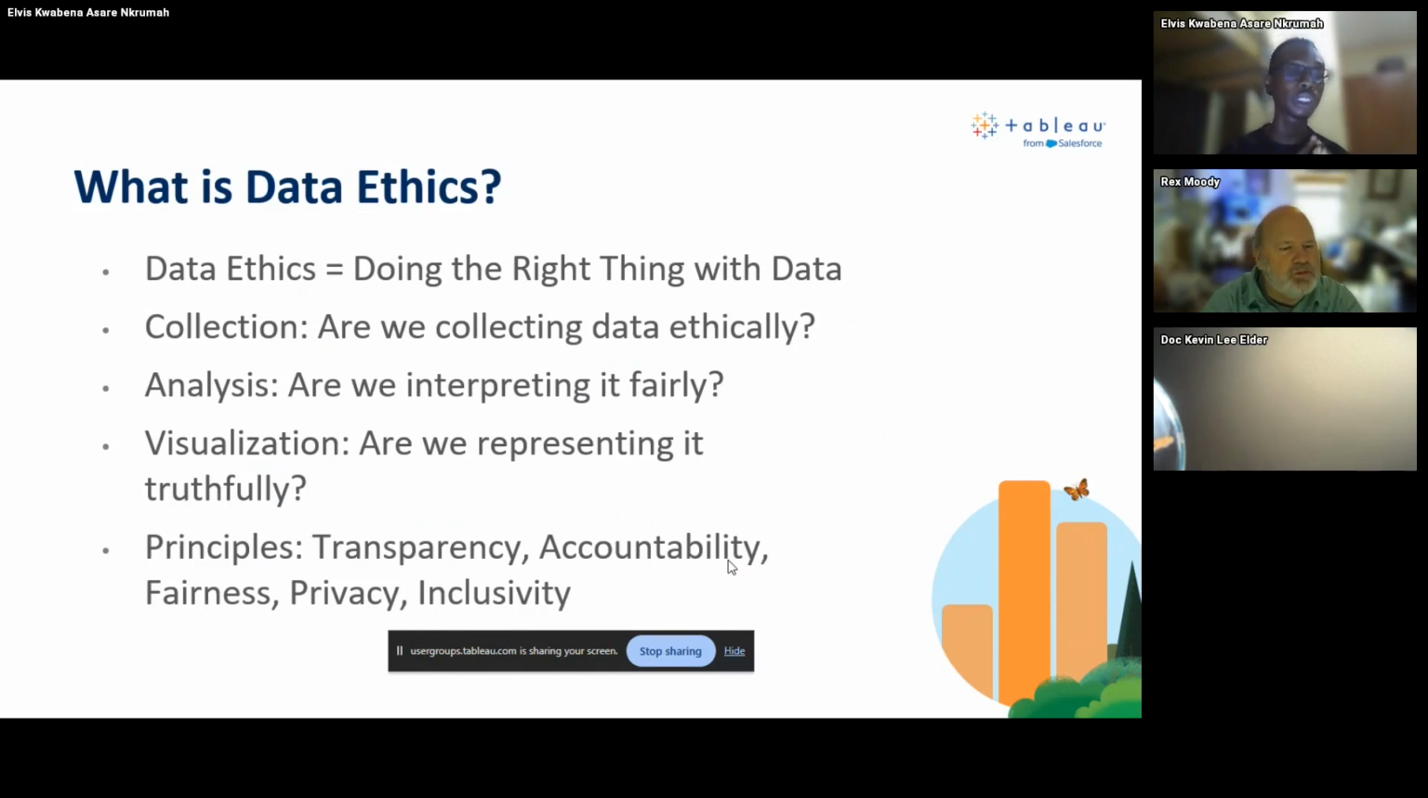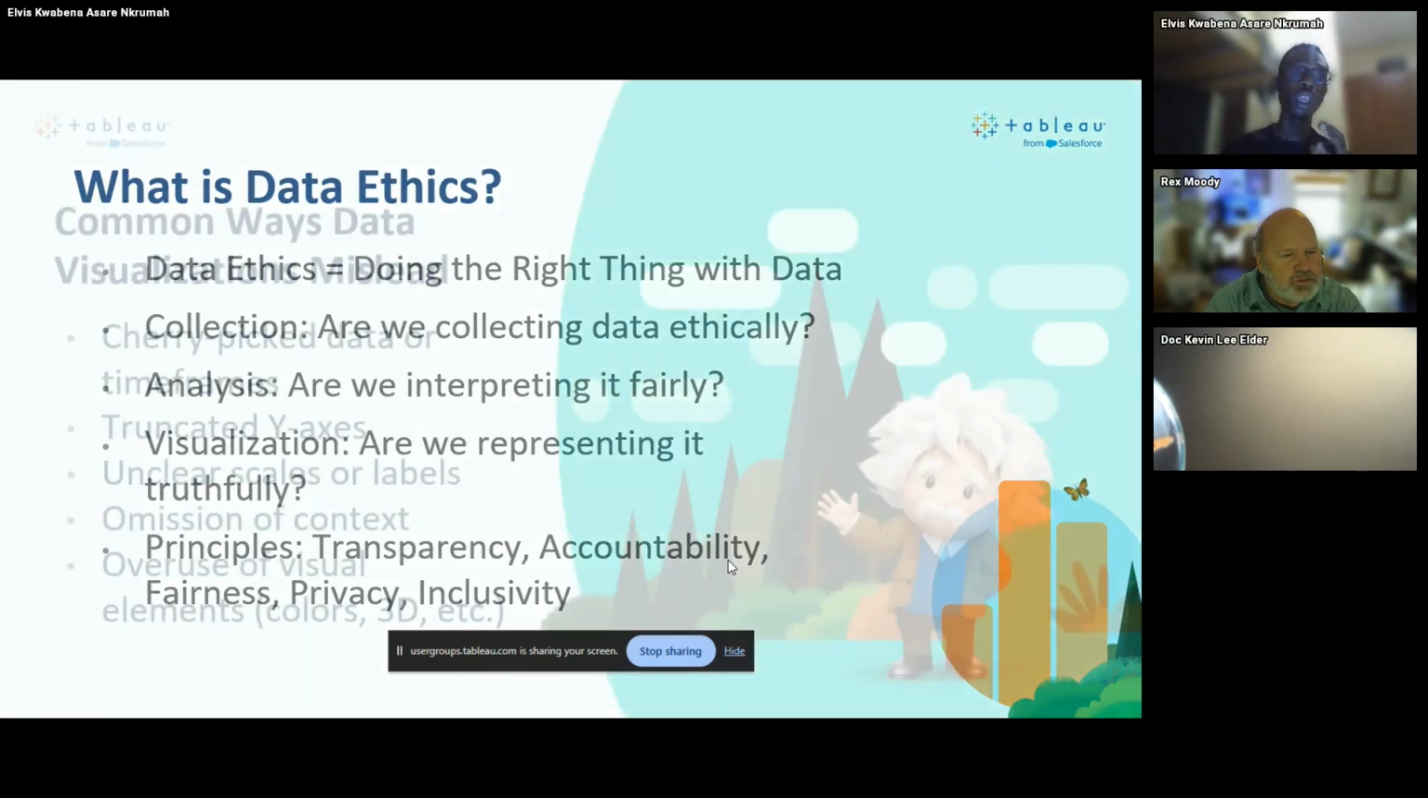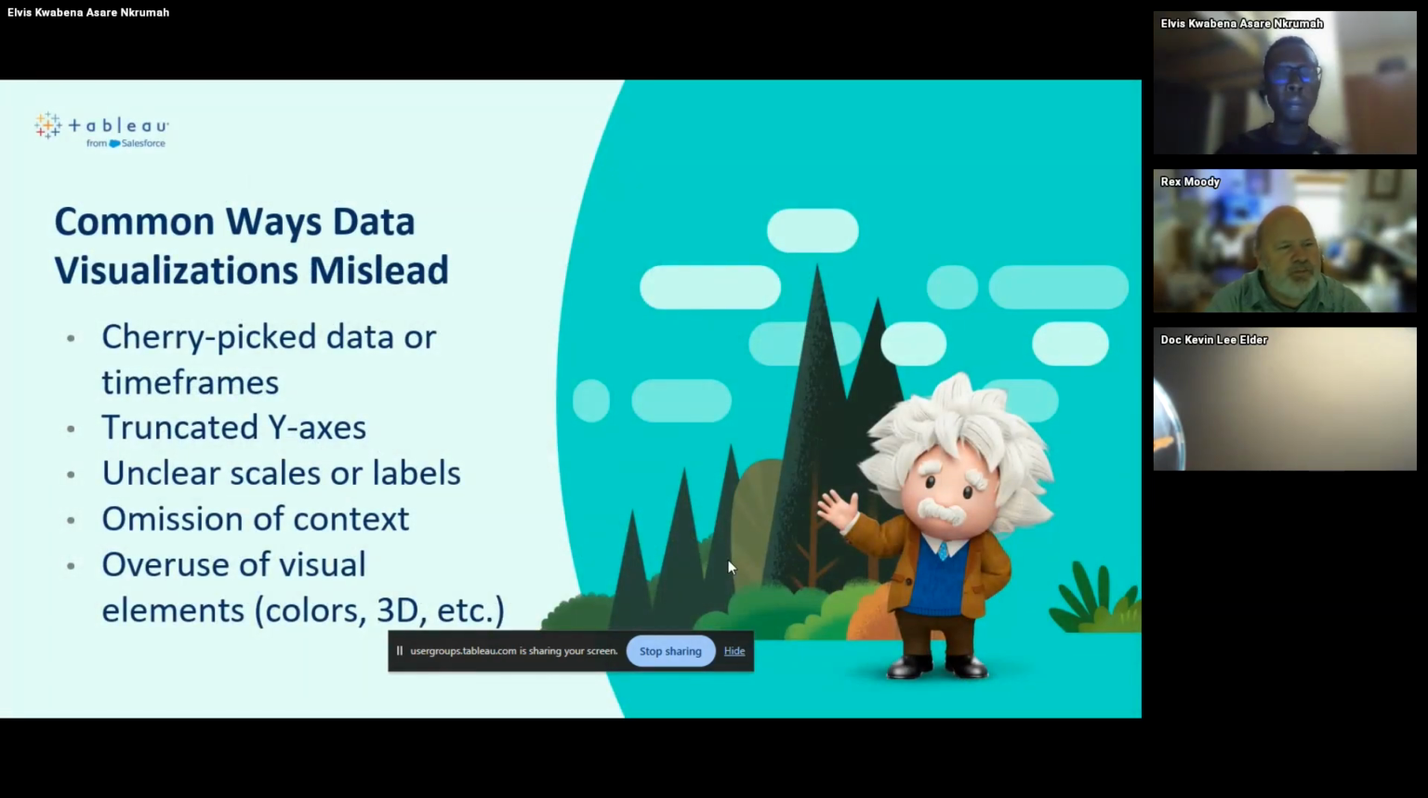And so these principles guide us in ensuring that we are using data ethically. One, there should be transparency. Two, there should be accountability. Three, there should be fairness, privacy, and inclusivity. And this is what it tells us.